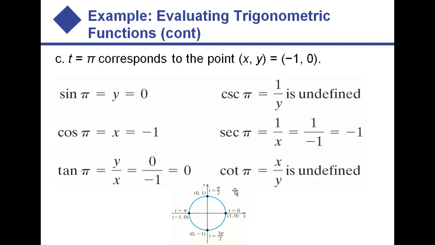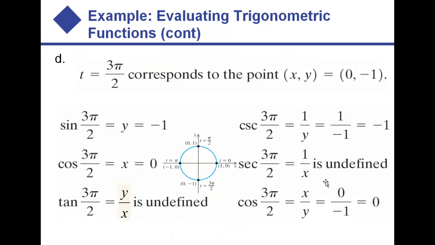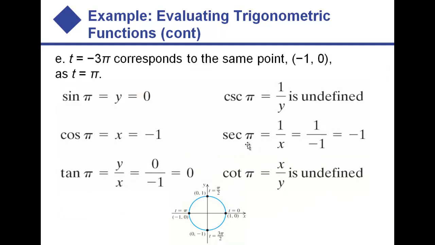Our third example, when we're over here at pi, x is negative 1 and y is 0. Build the rest from that. Next, when we're at 3 pi over 2, down here at this point, x is 0, we haven't gone left and right at all, and then y is negative 1. Build the rest off of that. And then our last one, which as we already saw was the same as pi, we get the same answers we got for pi.